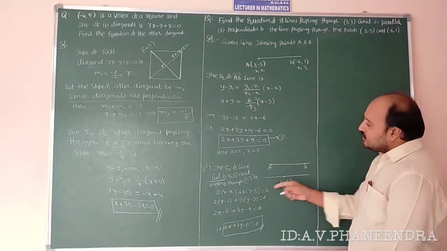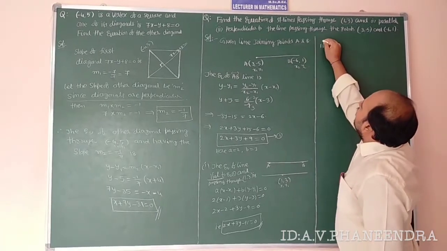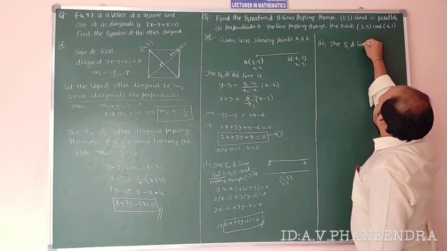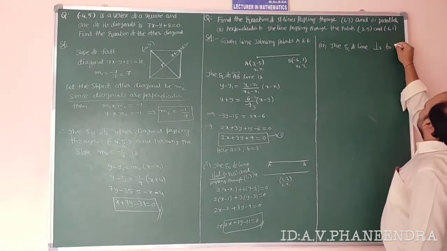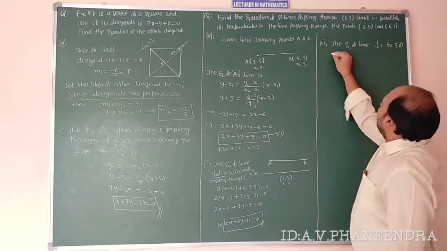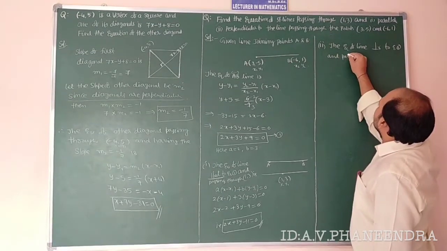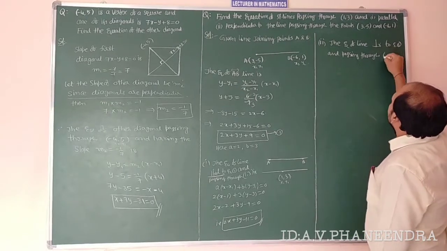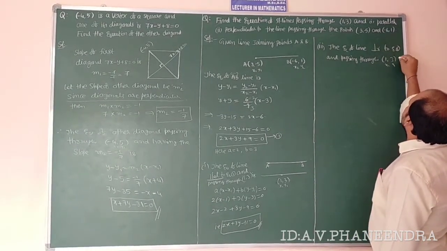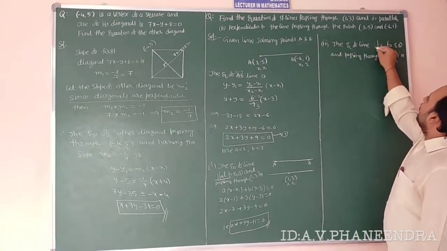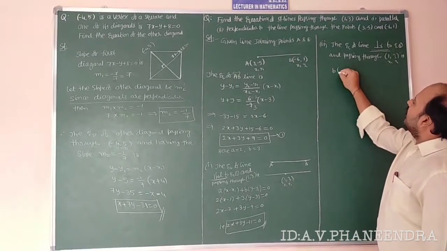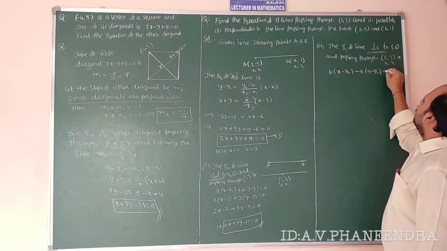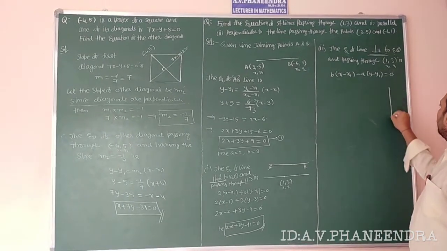One more question is there. This is the parallel line we calculated. Second one, the equation of line perpendicular to equation 1 and passing through (1, 3). Whenever it is a perpendicular line, the formula becomes b into (x minus x1) minus a into (y minus y1) is equal to 0. So the diagram will become like this.